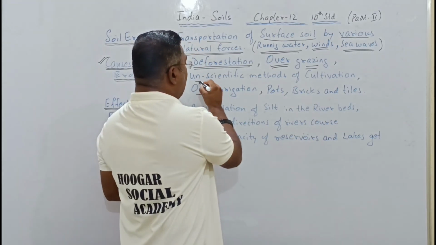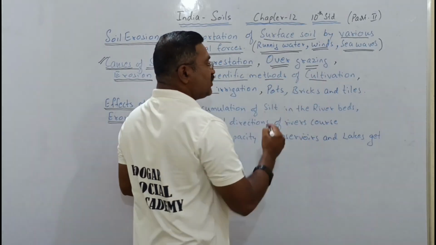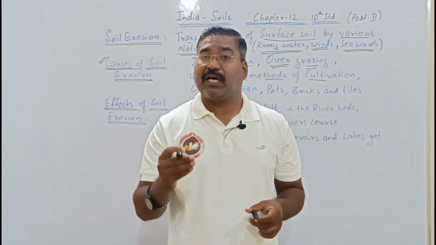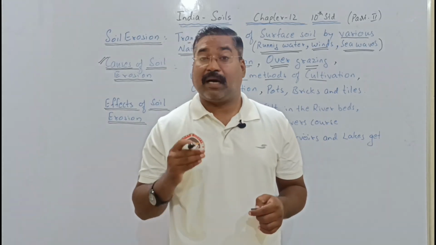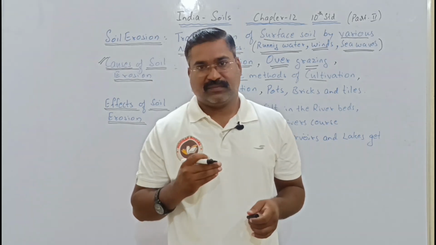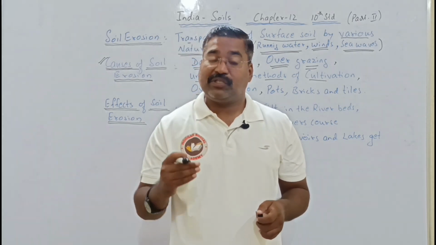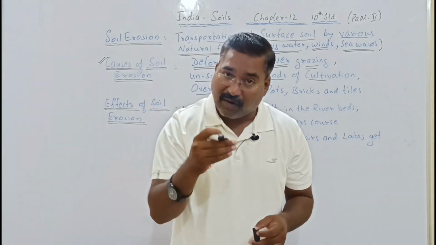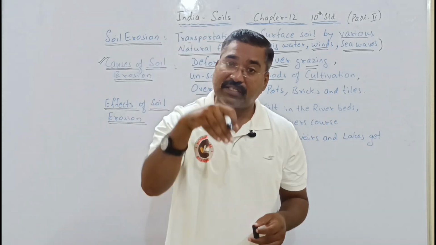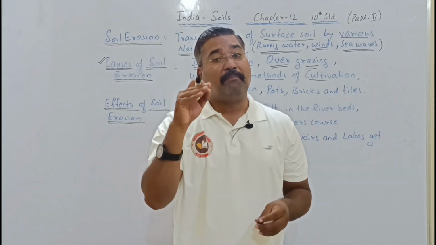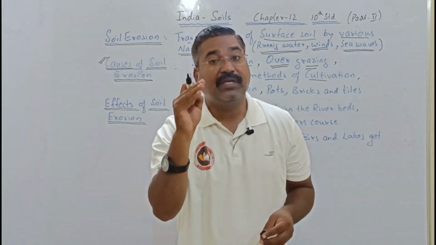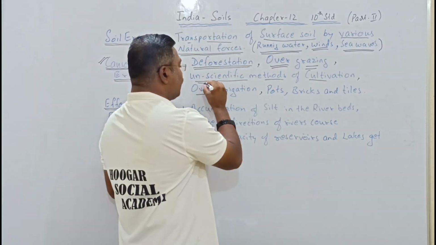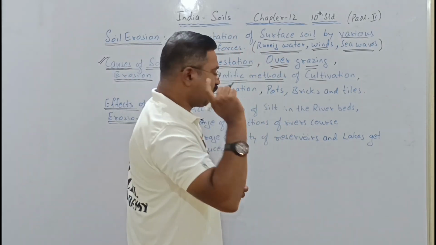Unscientific methods of cultivation. Nowadays the government is stressing more on organic methods compared to chemicals. The usage of a larger number of chemicals in the agriculture sector can burn the good fertility of the soil. So unscientific methods of cultivation should be stopped.